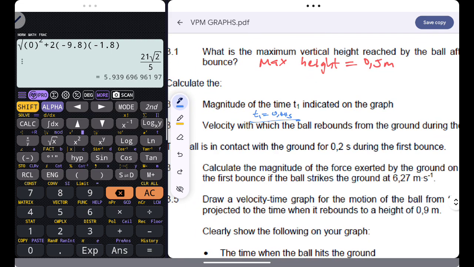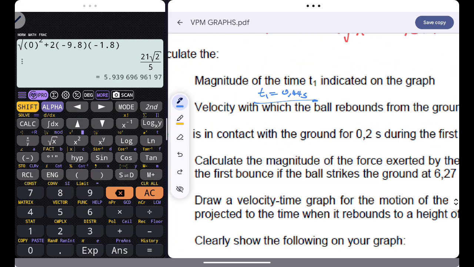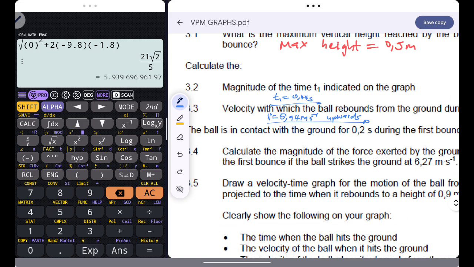So to answer this question, they wanted the velocity, right? So you simply say velocity is just 5.94 meters per second upwards. If they said they wanted the magnitude, you were not supposed to write upwards, né? But they wanted the velocity, so you must write the direction as well.